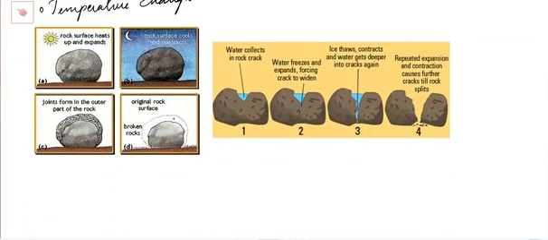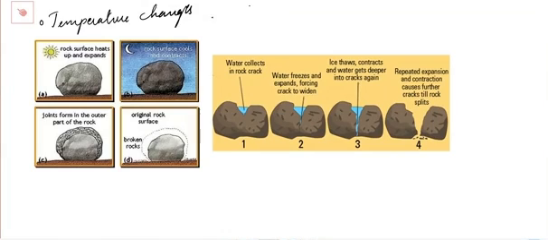Now let's see what happens in mechanical weathering due to temperature changes. If you consider a rock in an area near Rajasthan, during the day it is very hot, and at night it is a little bit cool. So we find two kinds of weather: very cool at night and very hot during the daytime. During the daytime, the rock initially expands.